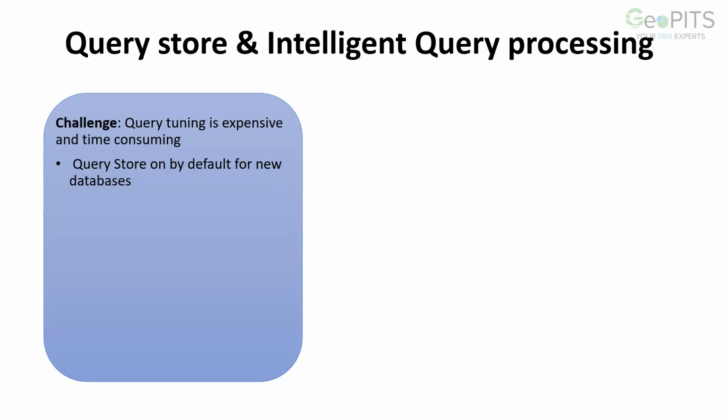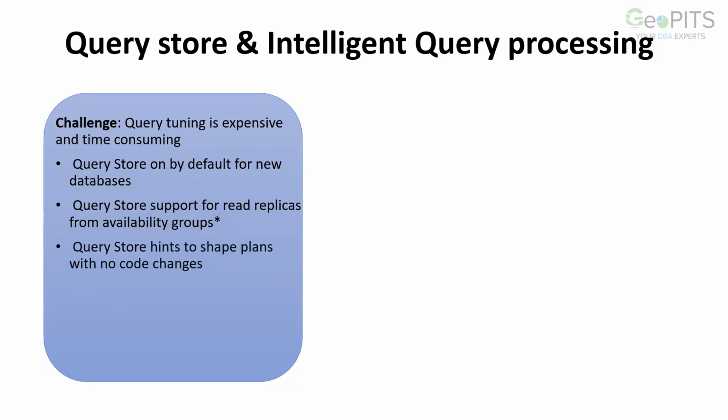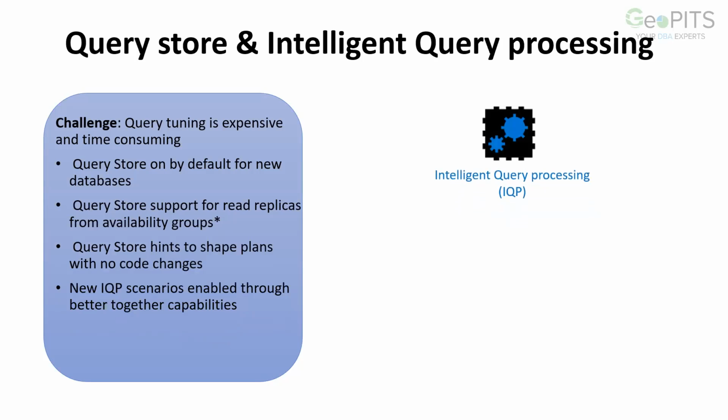So in 2022, Query Store is enabled by default for new databases. In the previous versions, we had the option to enable and disable it. In 2022, while creating a new database, you will have that option as a default. Query Store also supports read replicas from availability groups. Along with that, no code changes will be involved.